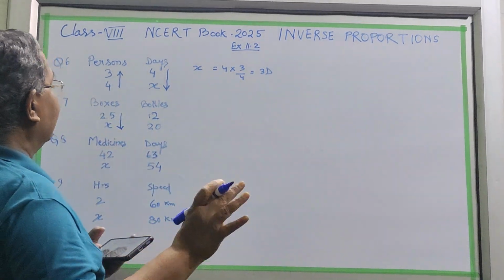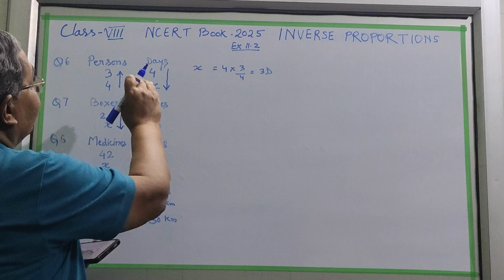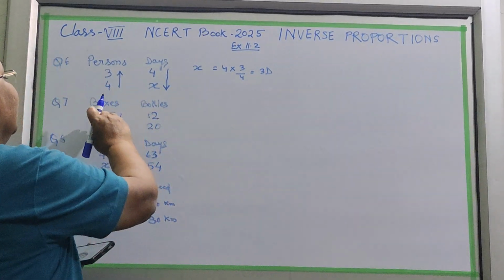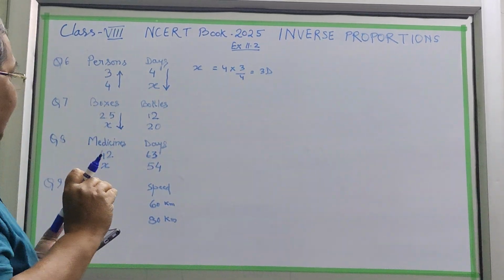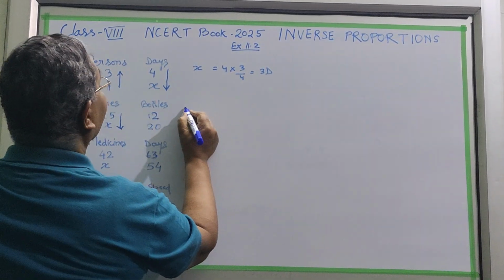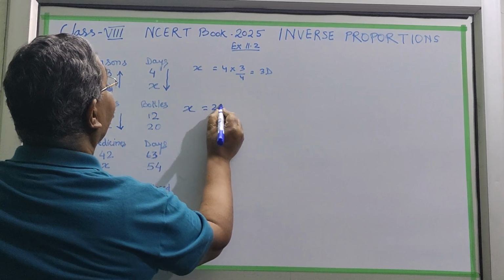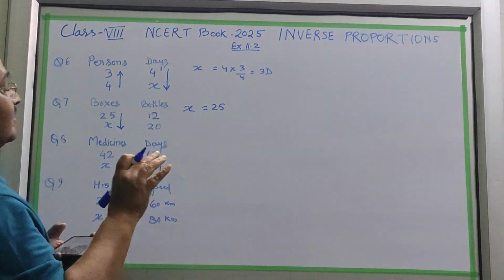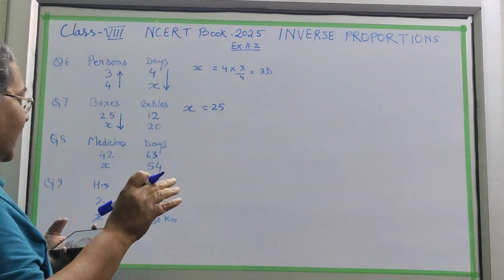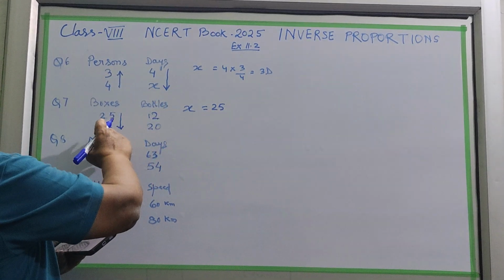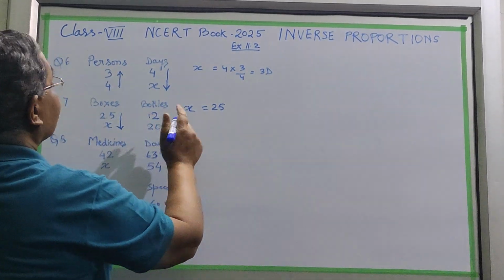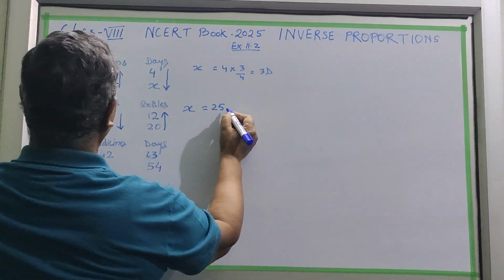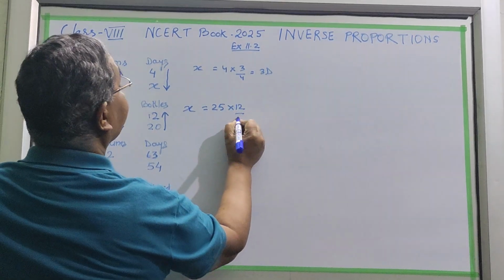Here the bottles are limited. So if we increase the number of bottles per box, naturally the boxes required will be less. So here X is equal to 25, and it is inverse proportion, because when the number of boxes increases, bottles per box will decrease. Okay. So 25, it is 12. As it is inverse proportion, the arrow will go like this. X equal to 25 into 12 upon 20.